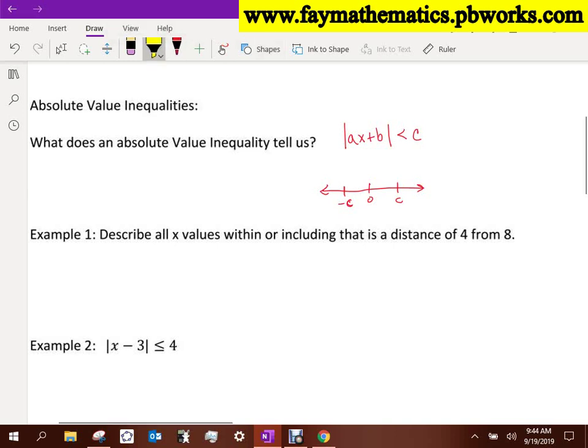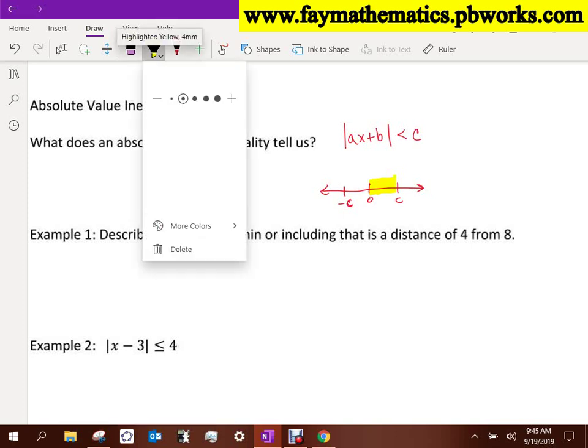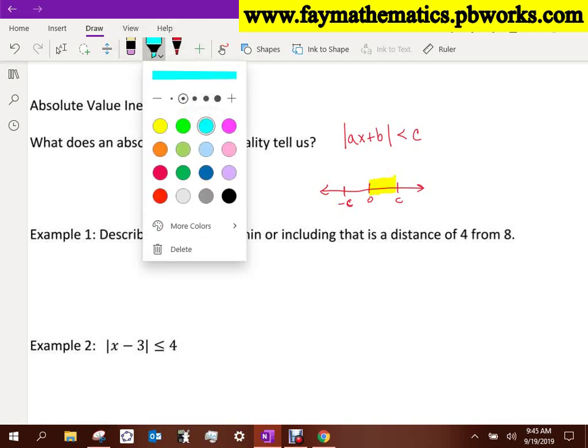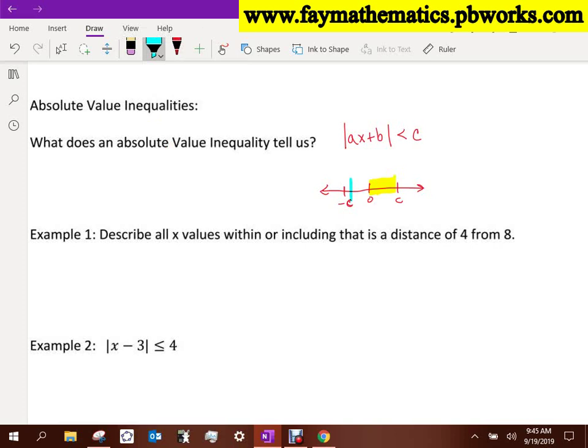So what that's saying is that anything that falls in that yellow is going to be a distance that is less than C units away from 0. And that's what I would get if I just dropped the absolute value bars and solved the inequality. But because we know distance can actually show up on the left-hand side of 0 as well, would you agree that that distance right there is smaller than C units away from 0?